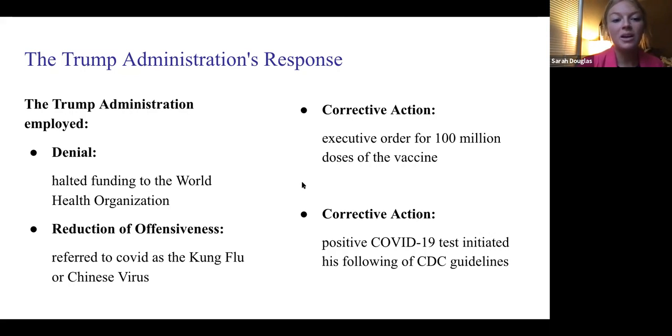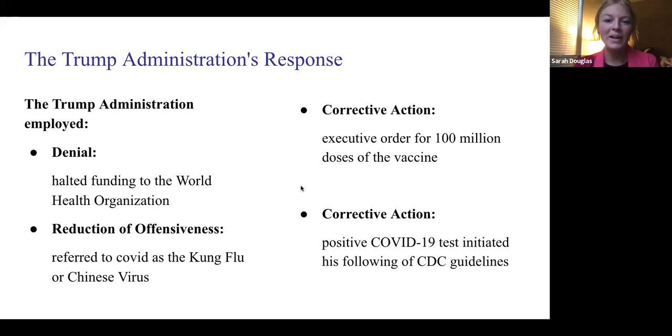He also used reduction of offensiveness after he referred to COVID as the Kung flu or Chinese virus. He made a statement saying, oh, well, those are just 2 of the names we use. There's 20 different nicknames. In some instances, being casual about situations is okay, but in this instance, blaming a whole race for a virus and then turning around and saying, oh, it's nothing, just isn't good for the president of the United States. There's some other ways you can go about it.